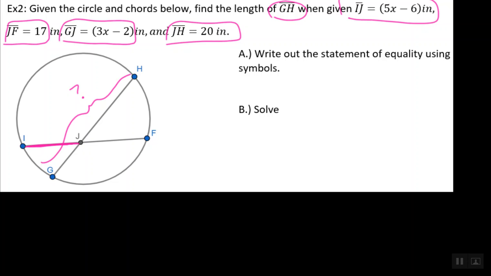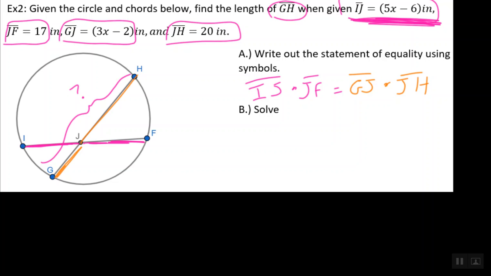Now, let's go ahead and start breaking down our parts. We see here IJ is this very first part of the very first chord times, and the second part of that same chord will be JF. Now we're going to set this equal to, let's use a different color here. For our different chord, we have GJ times JH. So guys, remember, the rule that you want to keep in your head is that part times part is equal to part times part. Now let's fill in all the information that we know. For IJ, I see IJ is right here, so that must be parentheses 5x minus 6.